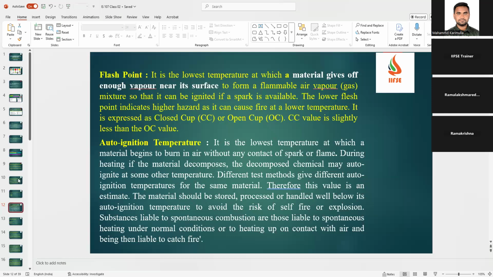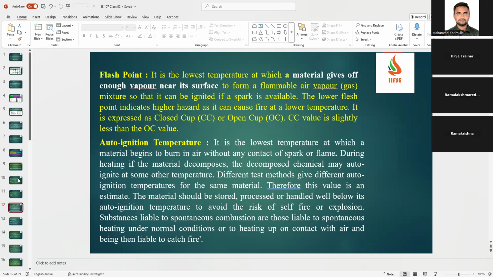In the closed cup, you keep the material inside a closed cup and measure the temperature it gives. In the open cup, it is a plain cup where the material is exposed to the atmosphere. Then auto ignition temperature. The word itself is self-explanatory.